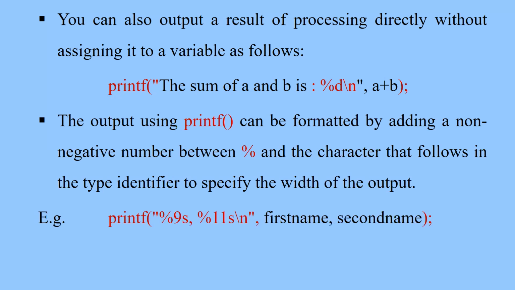For example, primitive, then we have in between the identifier for the string, we are specifying the size. It is 9 characters. So the output using primitive function can be formatted by adding a non-negative number between the percentage and the character that follows in the type identifier to specify the width of the output. So the width of first name in this case is 9. The width of second name is 11.